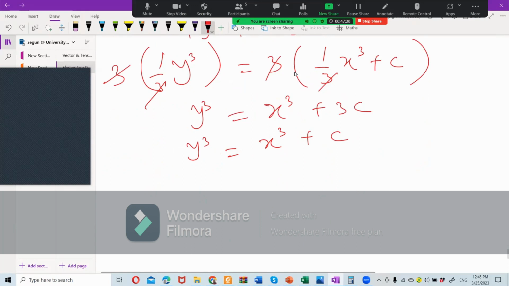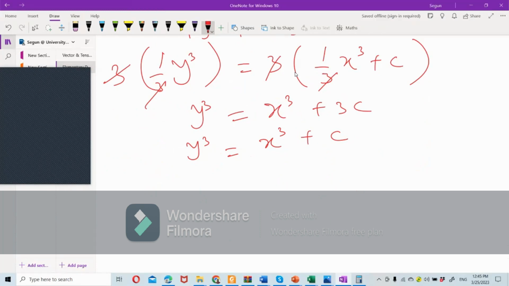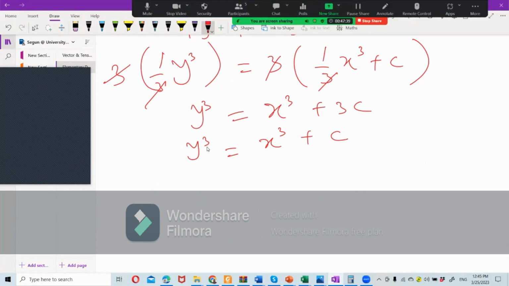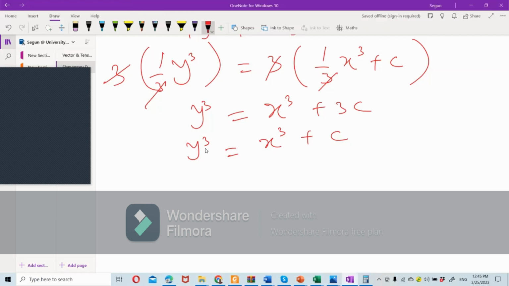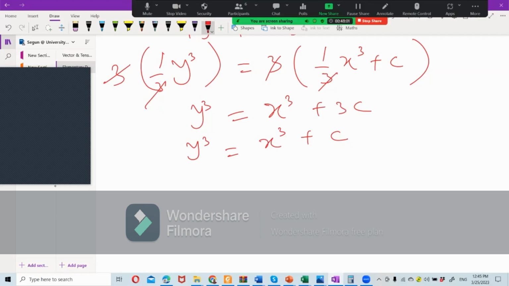But in this case, I only need y to be my general solution. If I want to eliminate the cube here, what do I need to do? Anybody? Divide by 3? No. Cube root. Yes, because it's a power, you need to find the cube root of both sides.